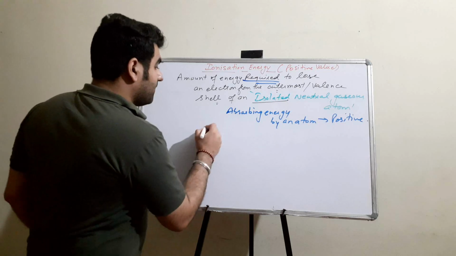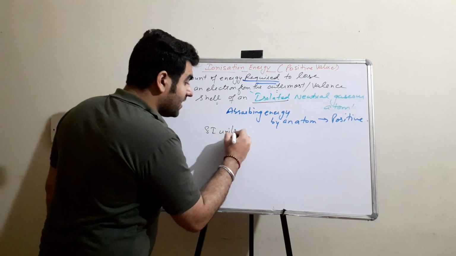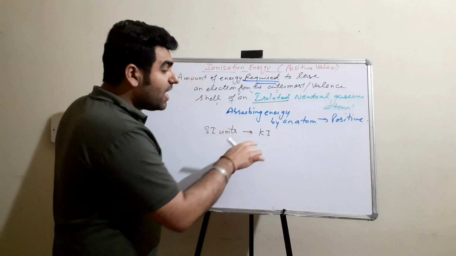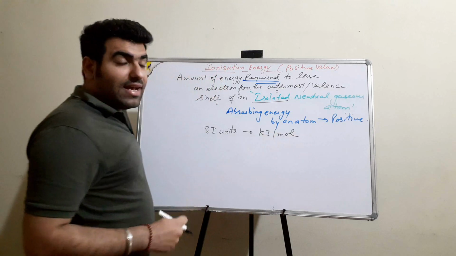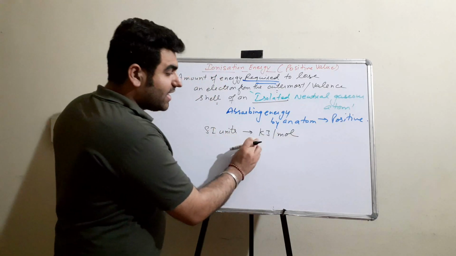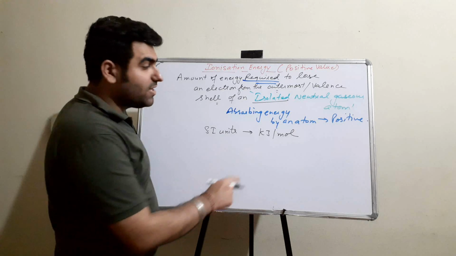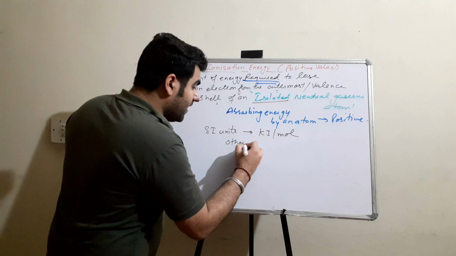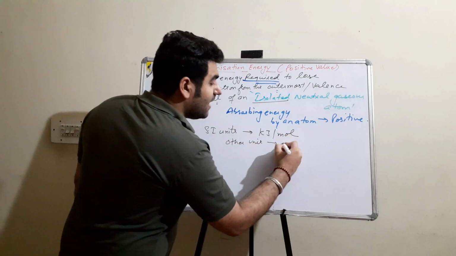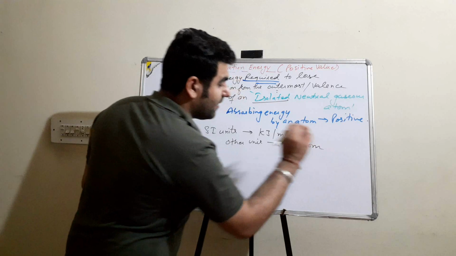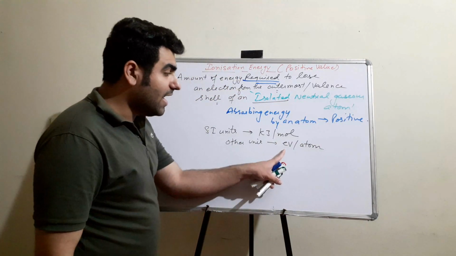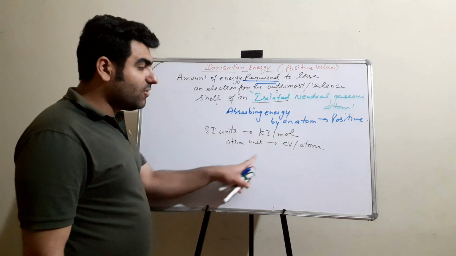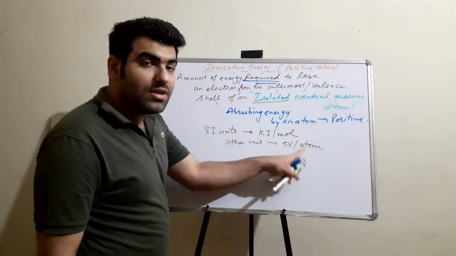What are its units? The SI unit, because it is energy, would be in the form of joules, but mostly it is represented in kilojoule per mole. Its SI unit is kilojoule per mole. It is a form of energy, but it is calculated per mole. The other unit would be electron volt per atom. So SI unit is kilojoule per mole. The other unit would be eV, that is electron volt per atom.